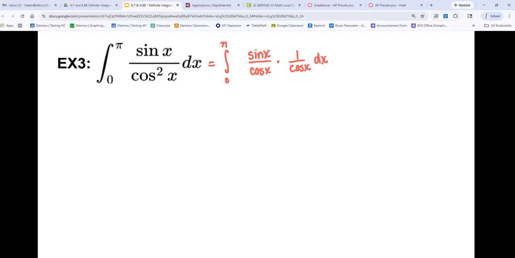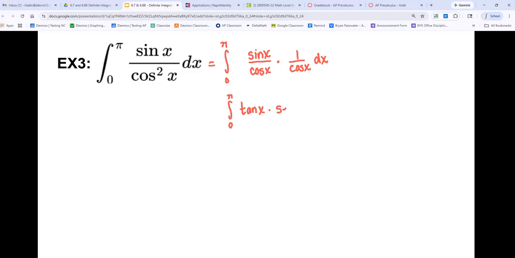Is that okay? If I multiply that back together, do I get what I started with? Right? What is sine x over cosine x? That is tangent of x. What is 1 over cosine x?